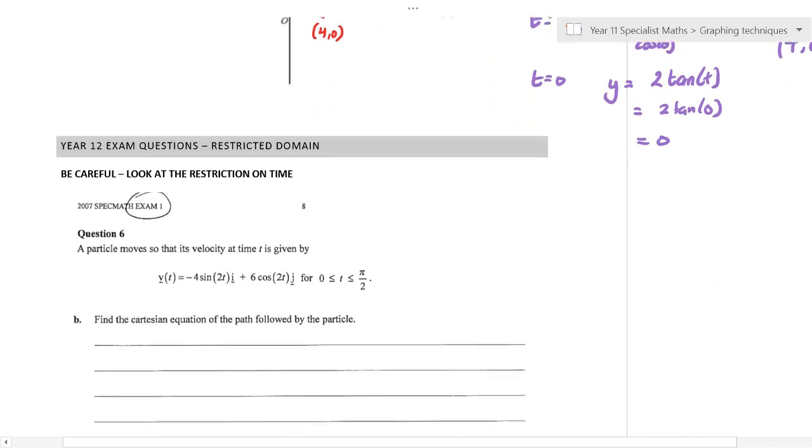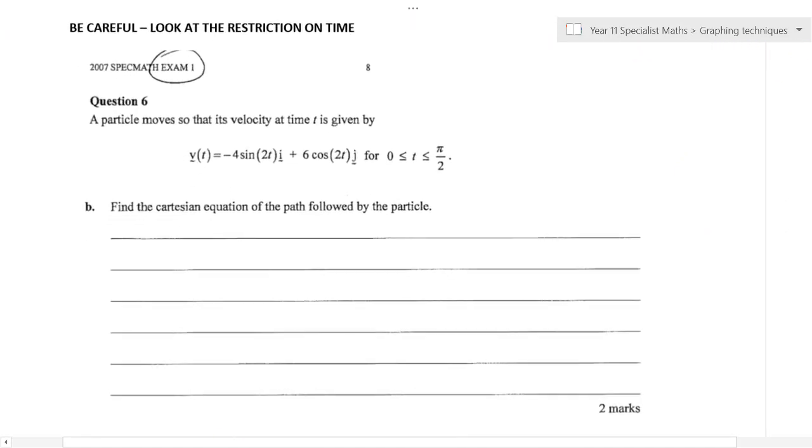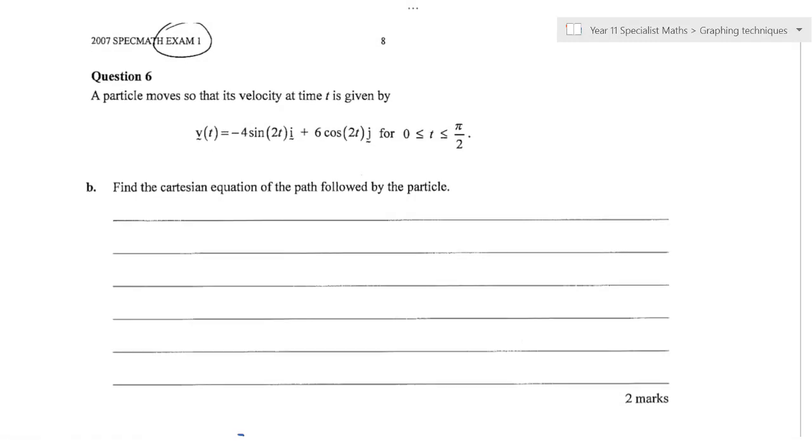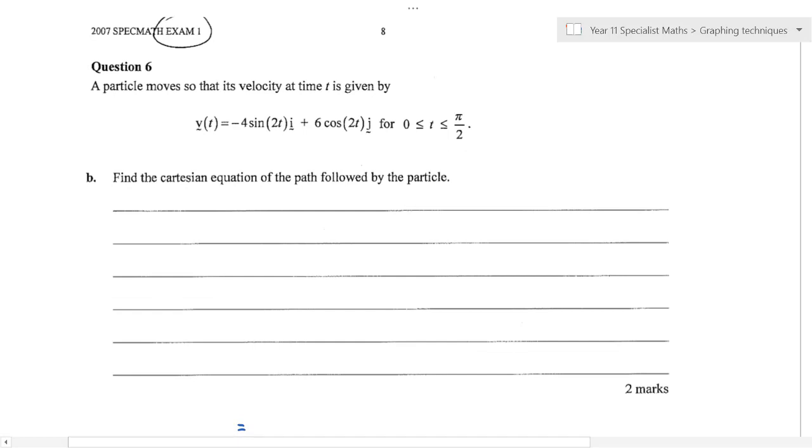Well done. Okay, now this is actually vector calculus, but what I'm going to say is just forget about the fact that it's vector calculus. Can I have someone put their timer on? Put the timer on. Ready, set, go.